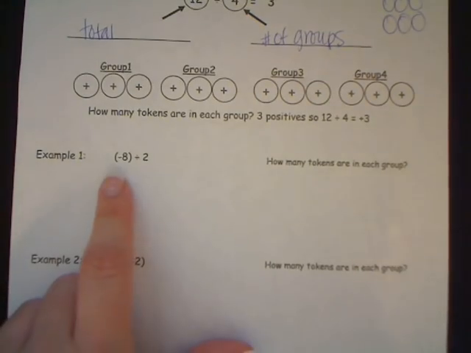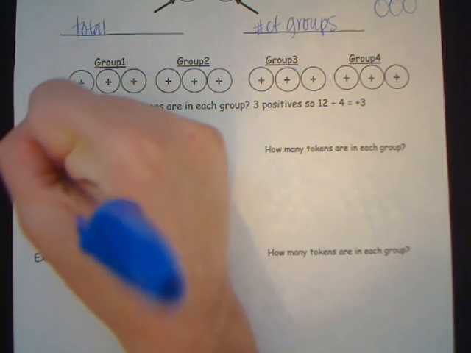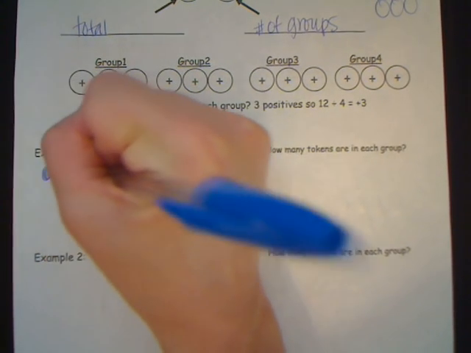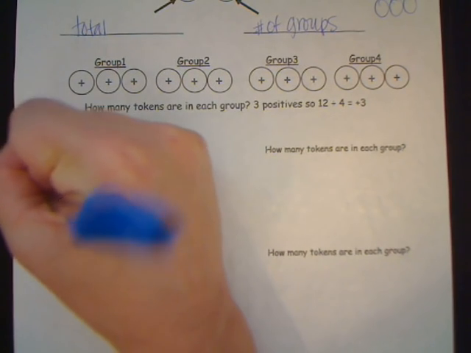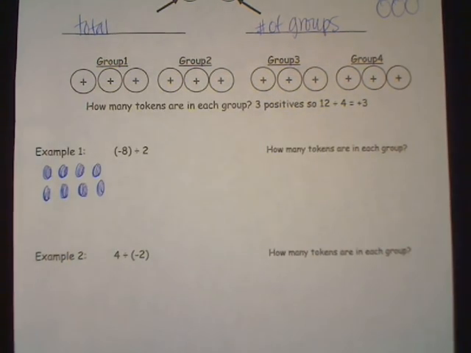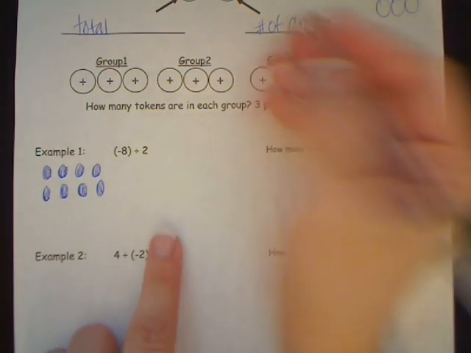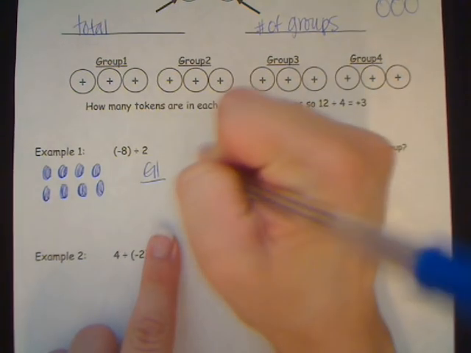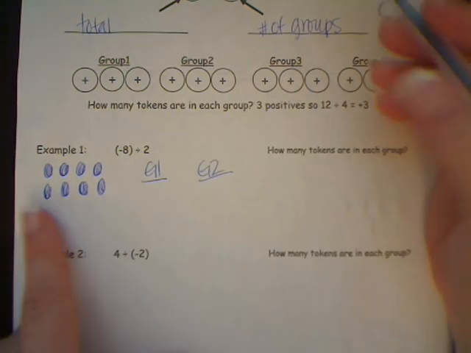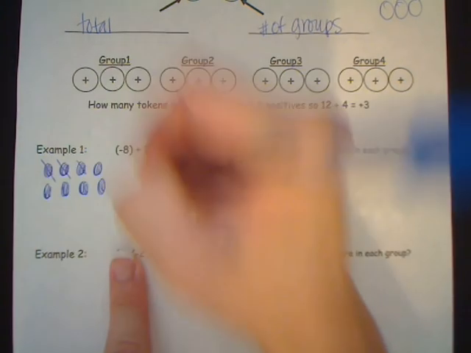Okay, so remember our first number is the total. So we have a total of negative 8 tokens. 1, 2, 3, 4, 5, 6, 7, 8. Got a total of negative 8 tokens. And they want me to split that up into 2 groups. So group 1 and group 2. So what I'm going to do, this token's going to go here, this token here. I'm going to split it up evenly.